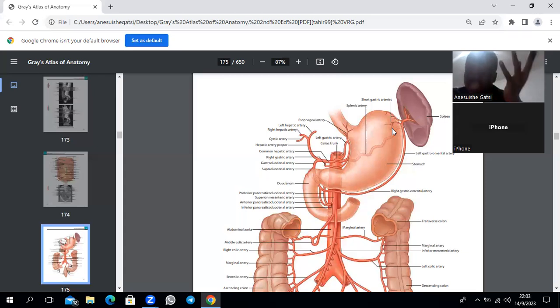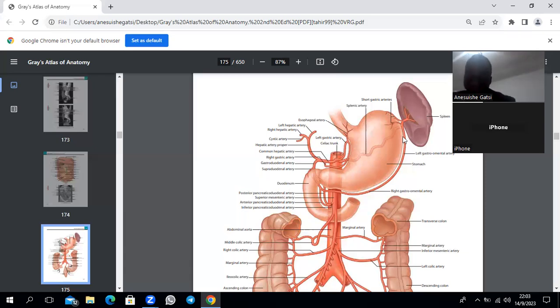For these arteries to reach the stomach, they move in a ligament, or omentum, whichever you may call it, that connects the spleen to the stomach. So sometimes peritoneal folds allow arteries to move and reach organs. We call it the gastrosplenic omentum. Gastro means stomach, splenic means spleen. So in the gastrosplenic omentum we find the short gastric arteries as well as your left gastroepiploic arteries.